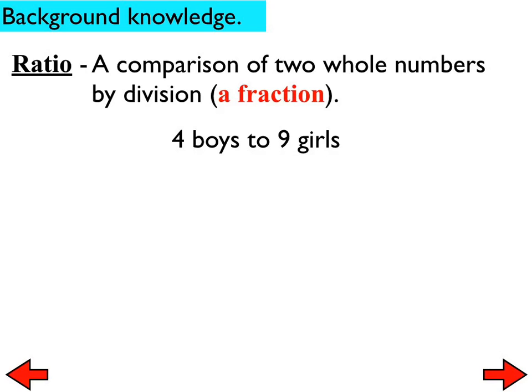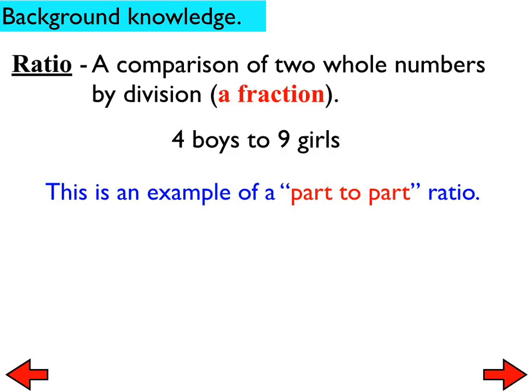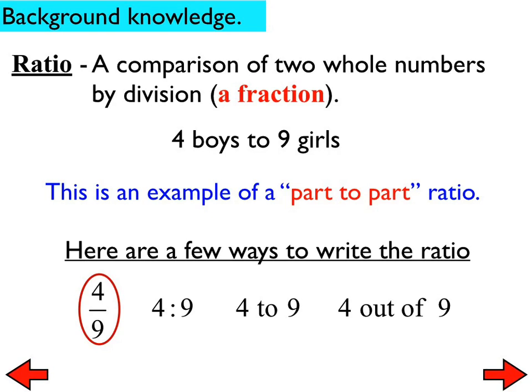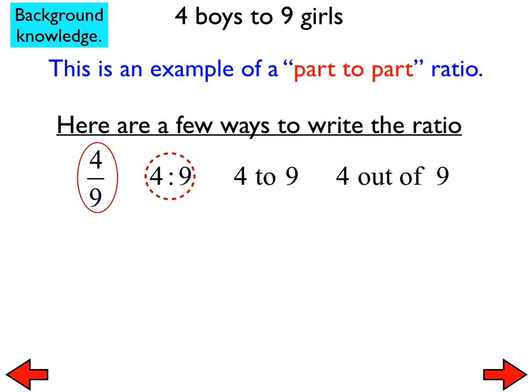Here are some examples of ratios: 4 boys to 9 girls. This is an example of a part-to-part ratio. There are a few ways of writing that ratio. Normally we write it as a fraction, but sometimes we use a colon. Sometimes we use the word "to" in between, and sometimes we say 4 out of 9. Those are all common ways of writing 4 boys to 9 girls as a ratio. Most of the time we write ratios as fractions, and the second most common way is with a colon in between there. So the idea of a ratio is already written in your notes.